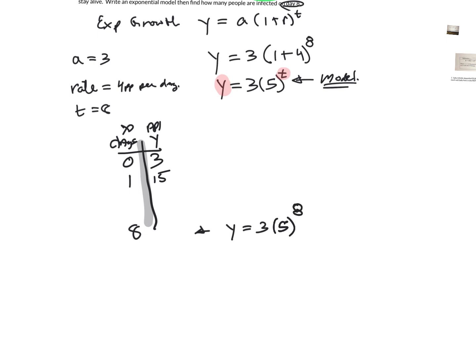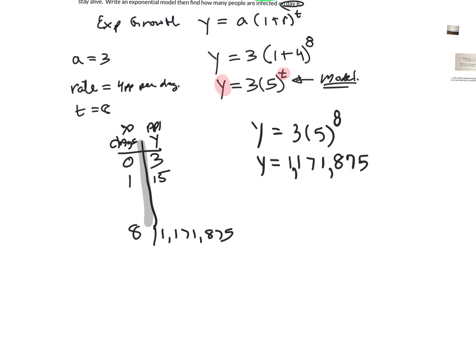So let's grab a calculator for that. That looks kind of big. So that came out on day 8. That's a high infection rate. 1,171,875 people are infected by day 8. Remember that the base is called the growth factor.